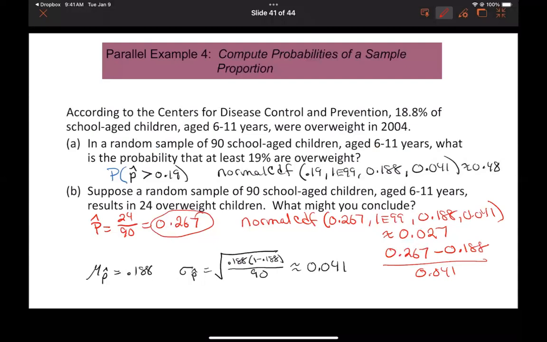So all of the things we have done before, you can still do here. I prefer the normal CDF. Any questions on that? I know that was a lot of words.